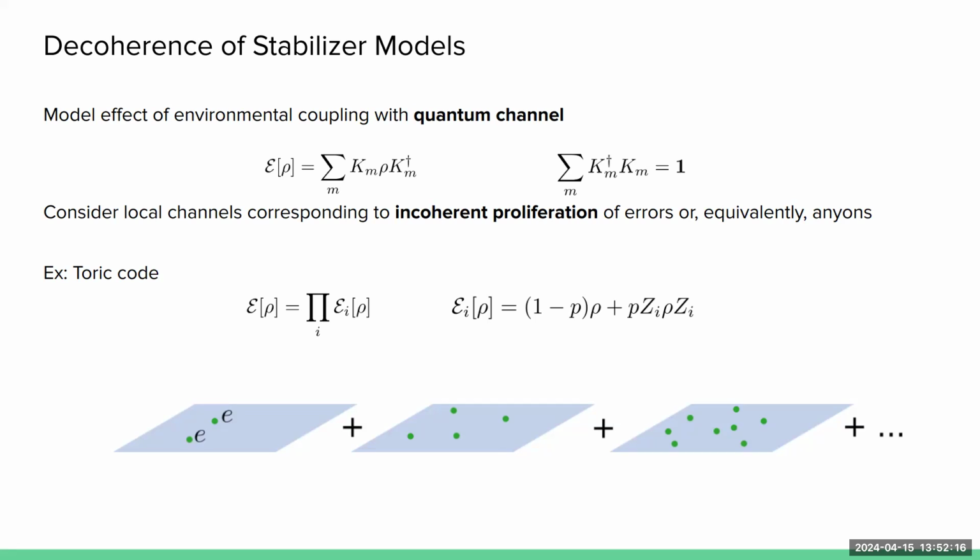We're going to focus on local channels, so channels which can be written as a product of channels acting independently on each site i, which have the interpretation of incoherently proliferating errors or anyons in the theory. For instance, in the toric code example, this local channel corresponds to creating, with probability p, a pair of E excitations localized near site i, and with probability 1 minus p doing nothing. What you want to think of this channel doing, once we apply it to a pure state topological order, is generating a classical ensemble of states in which we have pinned electric excitations randomly at each site in space.